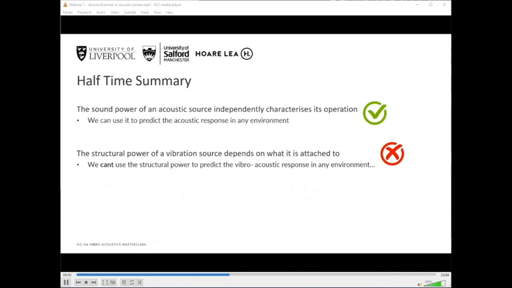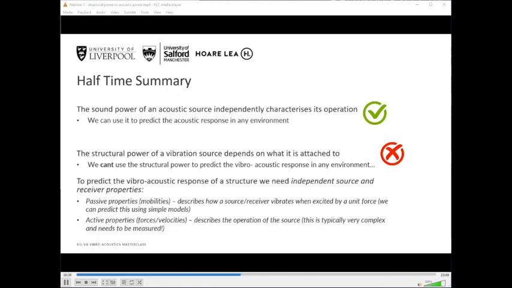So a quick half-time summary. We've seen that the sound power of an acoustic source independently characterizes its operation. This means that we can use the sound power to predict the acoustic response in any environment. Structural power, on the other hand, depends on what the source is attached to. This means that we cannot use structural power to predict a vibroacoustic response. This is because the structural power depends on the application. What we would like to do is find a way of predicting the structural power based on quantities that do not change with the application.